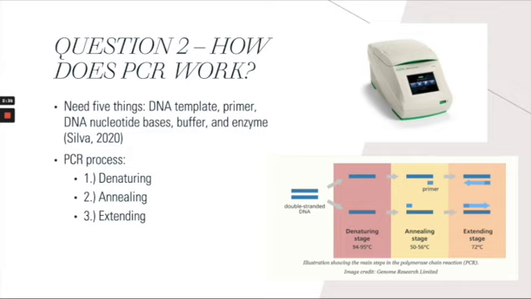Annealing is when the temperature is lowered to allow the DNA primers to attach to the template DNA, also now known as the single-strand DNA, as it's been separated through the denaturing stage. And then finally, extending is when the temperature is raised and the DNA strands reconnect because of the enzyme, hence why you need the 5 things listed before to have PCR work successfully.